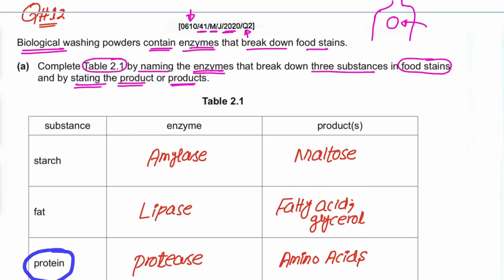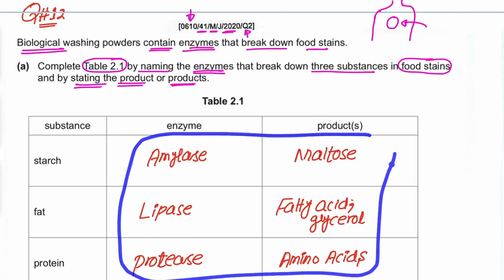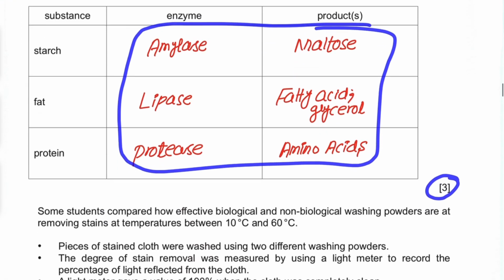If I were to talk with respect to the protein, it would be acted upon by the protease enzyme, and we would end up making amino acids out of it. If you were successful at writing the answers like this, you would have scored a total of 3 marks here.